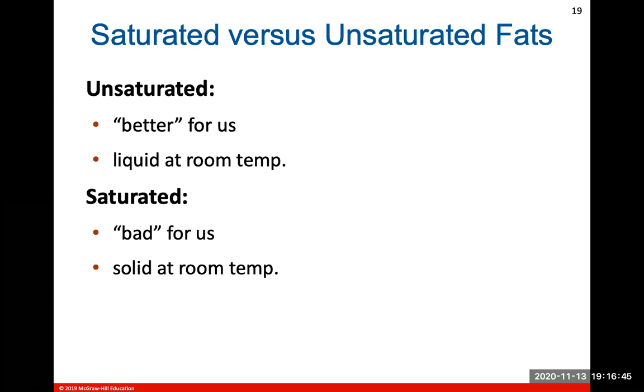Unsaturated fats are considered better for us. They are liquid at room temperature. Saturated fats, because they have single bonds in their molecular structure, are able to stack more neatly on top of each other. So they're solid at room temperature, they're bad for us, and it's just harder for our body to break them down.